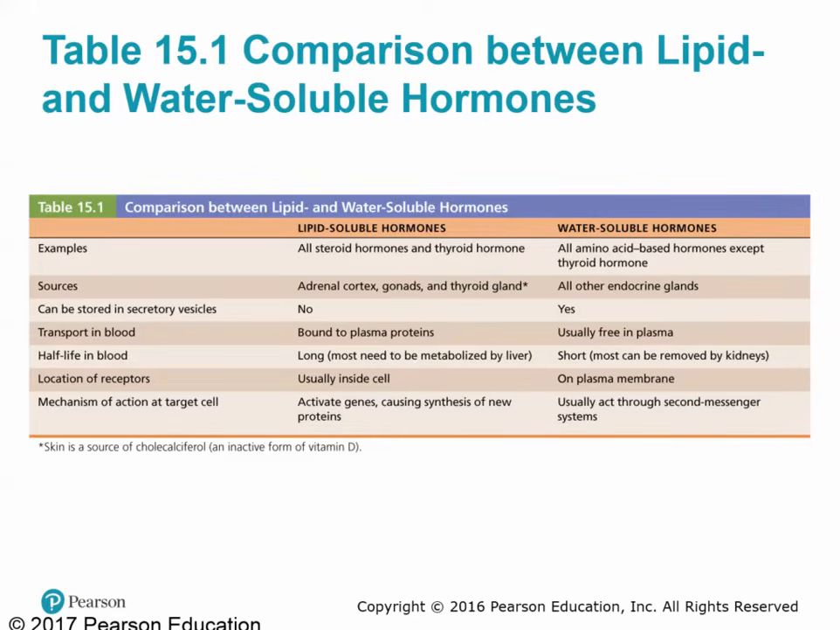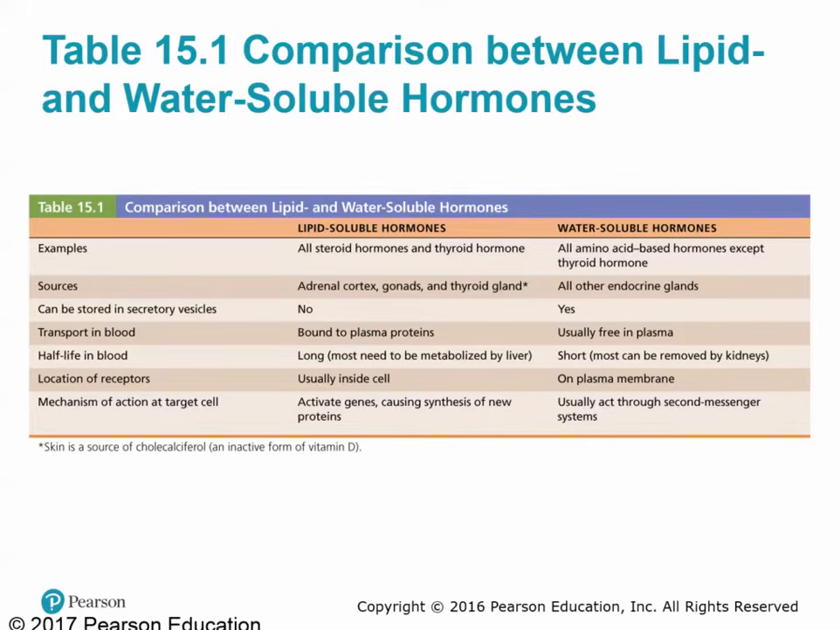Okay, so just a summary table now, compare and contrast these lipid-soluble hormones versus water-soluble hormones. Right, so again, your lipid-soluble hormones include all the steroid hormones plus thyroid hormone. Right? So some sources of these would be from the adrenal cortex, the gonads, or the sex organs, and the thyroid gland. So they're transported bound to plasma proteins in the blood.